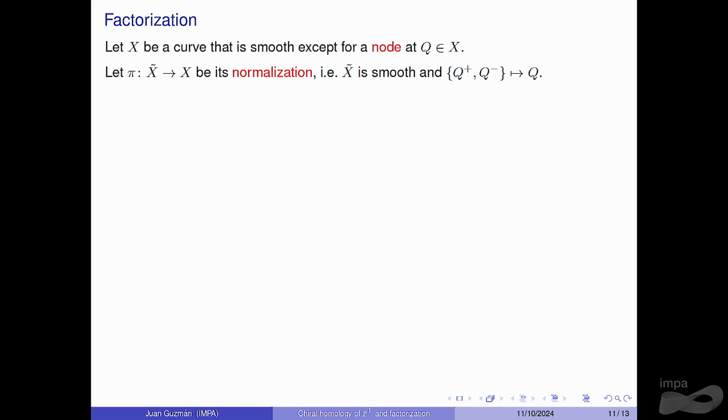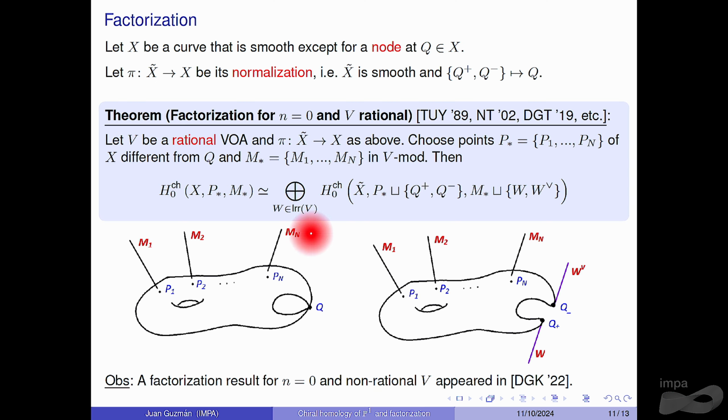And in this context, there's a very well-known phenomenon, which is the factorization theorem. Now, for n equals 0 and V rational, it's been done by many different authors in different contexts. For example, you can see here, I'm going to put the reference at the end.